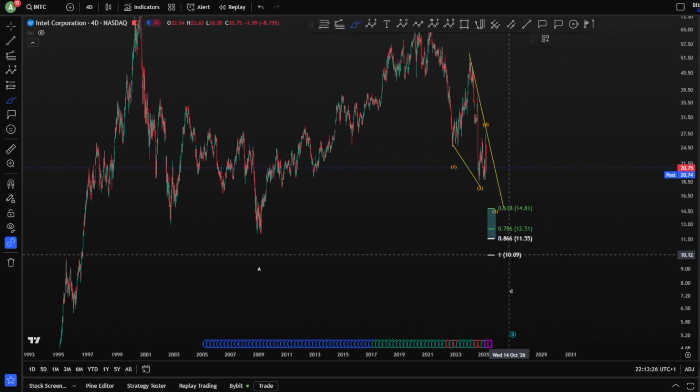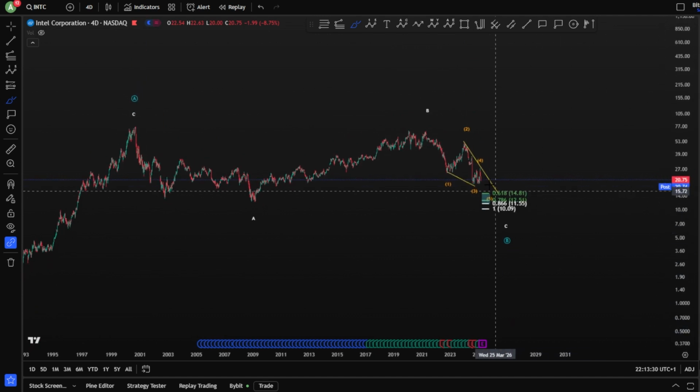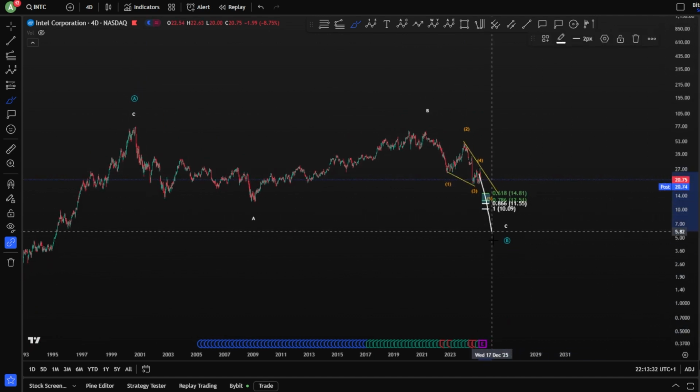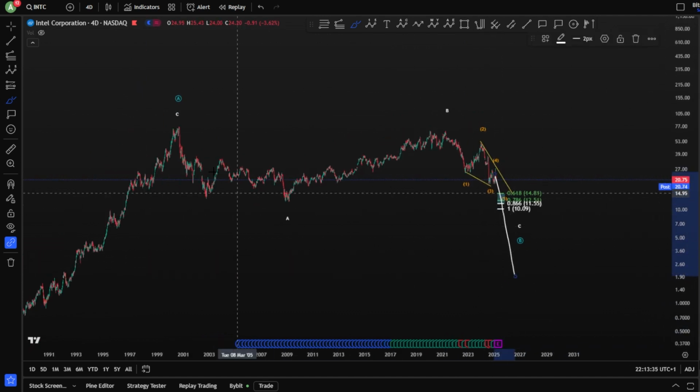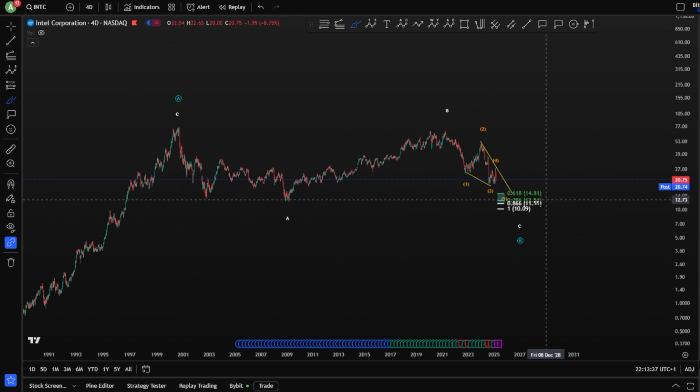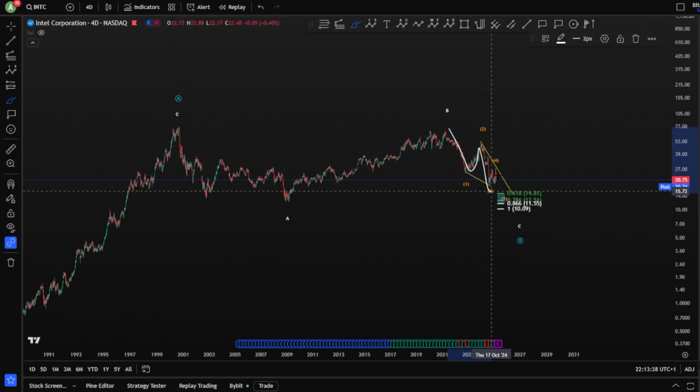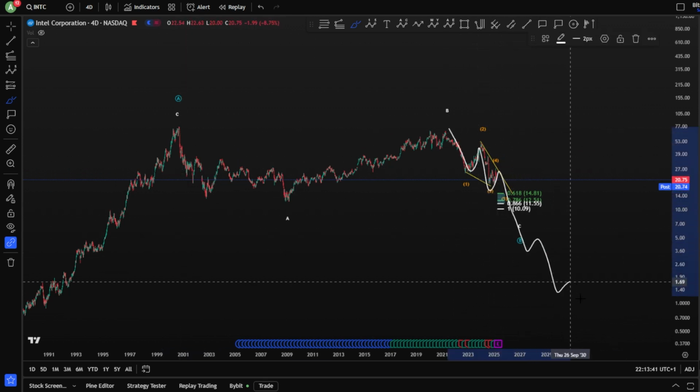If we reach the 1-to-1 fib level, which is $10, that's very, very bad for Intel. We might, of course, move continuously toward the downside. And of course, that means double 1, 2 guys, and then 3, 4, 5.